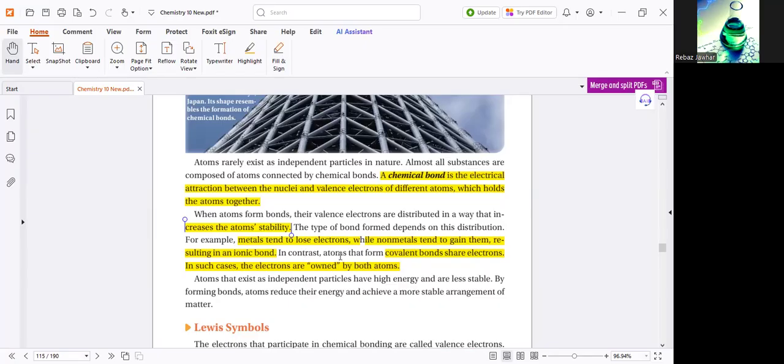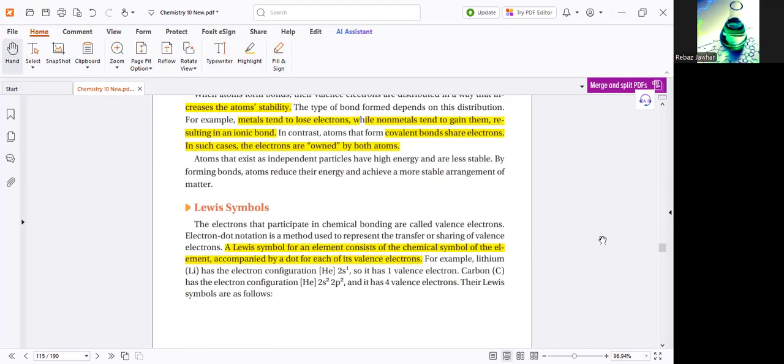In contrast, in covalent bonds there is sharing of electrons, which means there is no losing or gaining of electrons. Instead, both atoms share their electrons, and the electrons are owned by both atoms. What do we mean by owned by both atoms? Which means there is no losing or gaining of electrons.